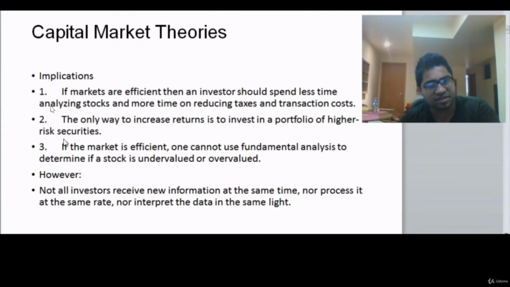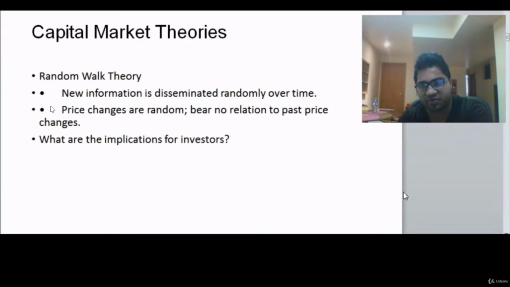Now the critics of this theory say not all investors receive the new information at the same time, nor process it at the same rate, nor interpret it in the same light. So even though information is there, it may not be perceived in the same way. Okay, so there are two schools of thought. One believes in market efficiency, that markets are efficient and you cannot beat the markets. The other believes that markets are inefficient and we can time those markets using those inefficiencies. The next theory is random walk theory.